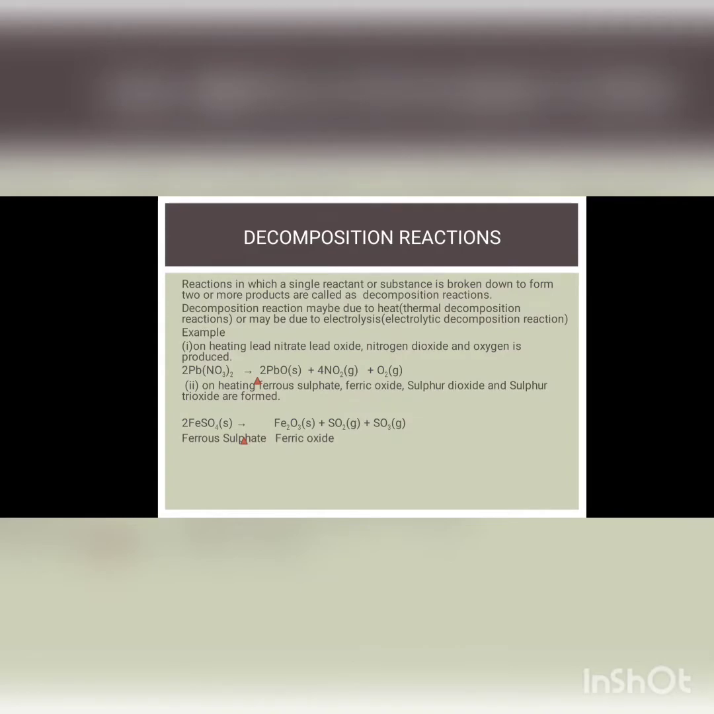This is being heated and it will form lead oxide, nitrogen dioxide, and oxygen. Ferrous sulfate being heated will form ferric oxide, sulfur dioxide, and sulfur trioxide. You will see in these two cases that more than two products are being formed.